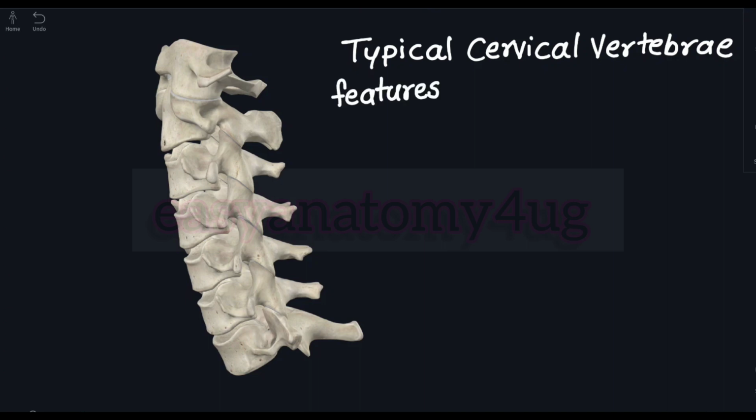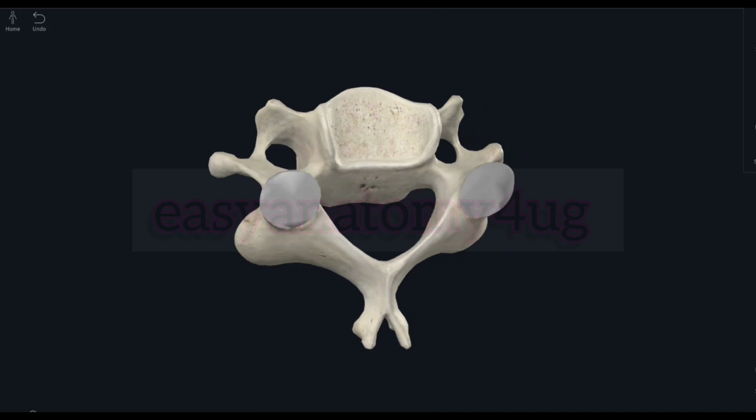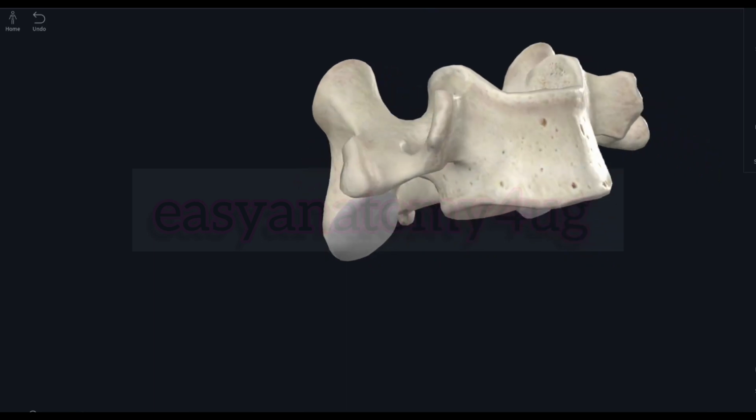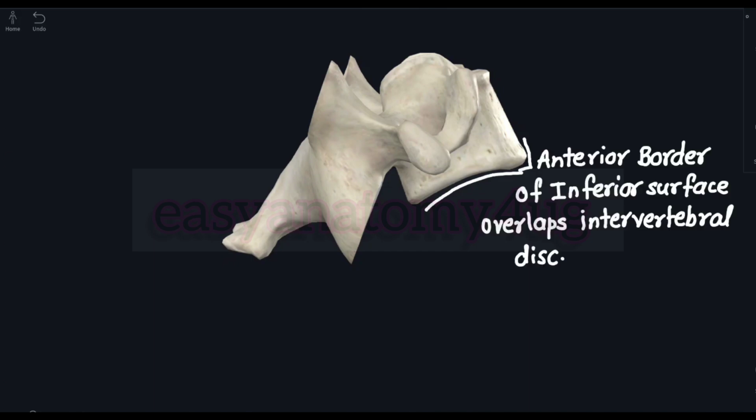Let us discuss the typical cervical vertebra. It has got a small body, and the lateral border of the superior surface of the body shows two lips projecting upwards. The anterior border of the inferior surface of the body of the cervical vertebra shows a projecting lip which will overlap the intervertebral disc.